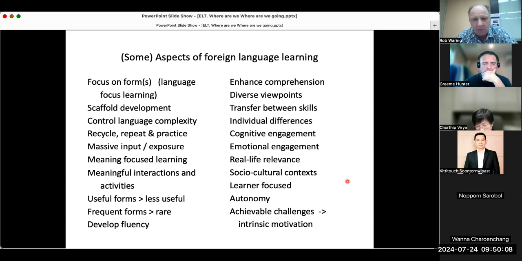So these are just some aspects of foreign language learning, which I think most of us could probably agree with. There may be a few that I've missed, but generally speaking, in the perfect world, we would have classes that would be able to do these things.